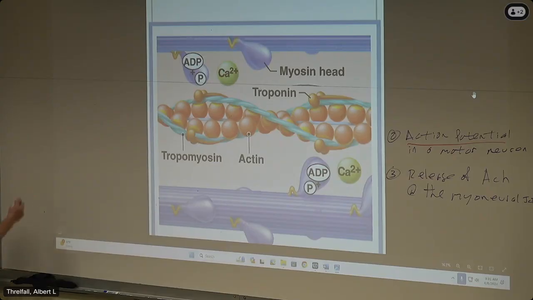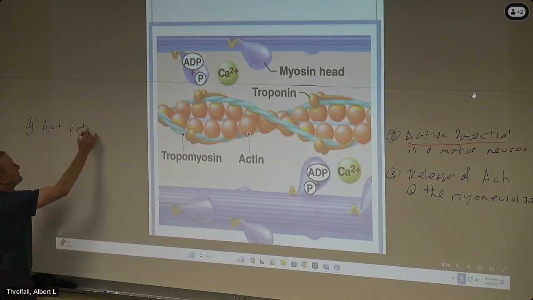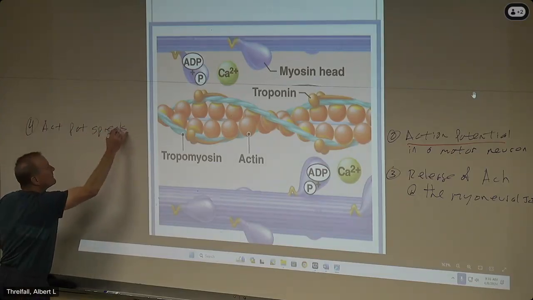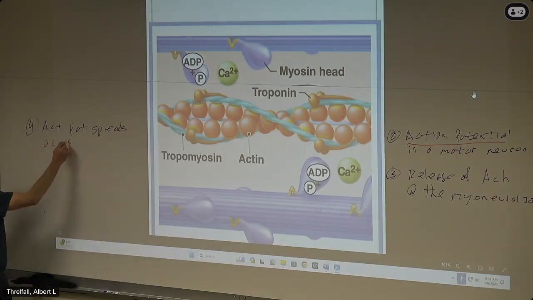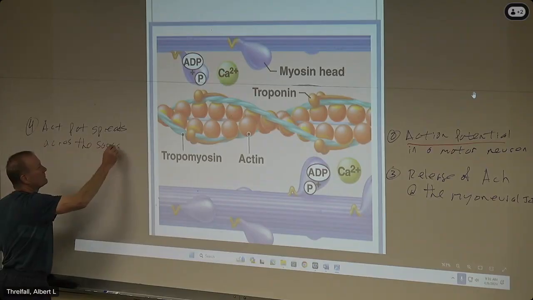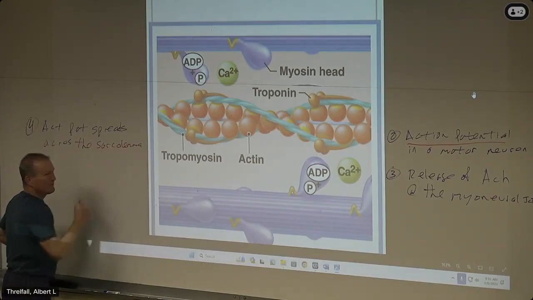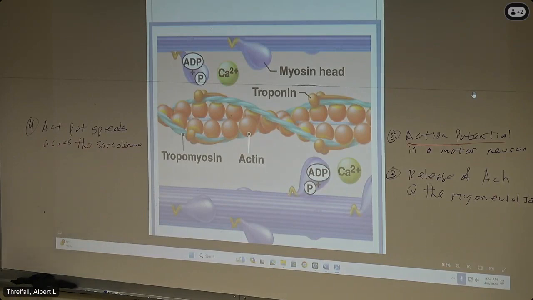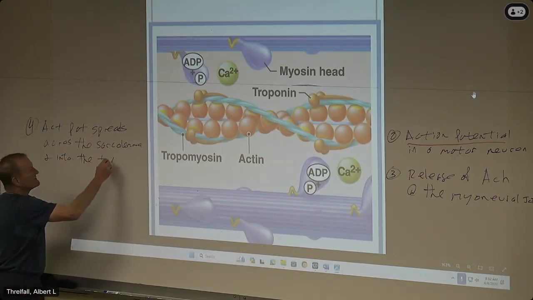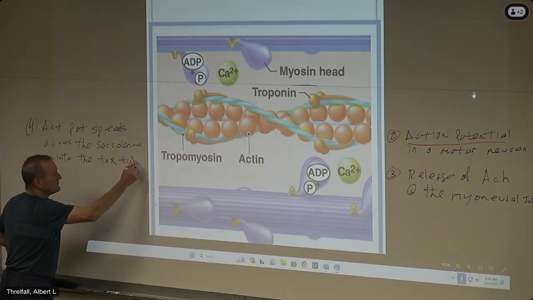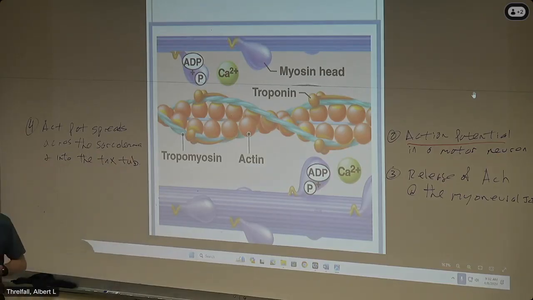Okay, where are we? Number 4. The action potential spreads across the sarcolemma. What's the sarcolemma? Cell membrane, okay. And into transverse tubules. Sarcolemma spreads across the cell membrane and into the transverse tubules. And we're still sitting there at rest. Picture number 1.